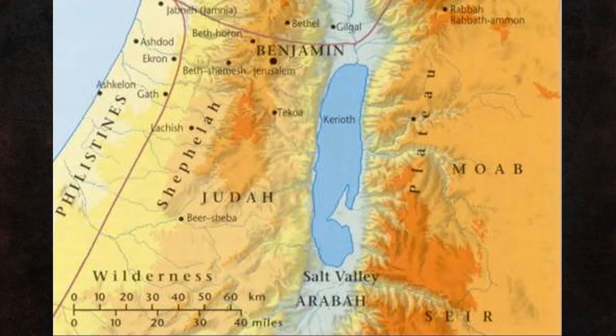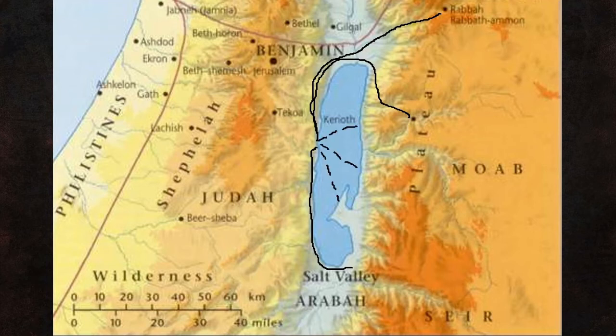So how did they get there? Alrighty, if the Ammonites came from Rabbah in the north, that's my little scratchy line, and the Moabites would have come across the ford there from their capital city, and the Meunites from Mount Seir, they could have done that, but they also could have just taken boats across. The Dead Sea is a body of water after all, and it would be pretty easy to take a boat across. And the Dead Sea is not that giant of a body of water.